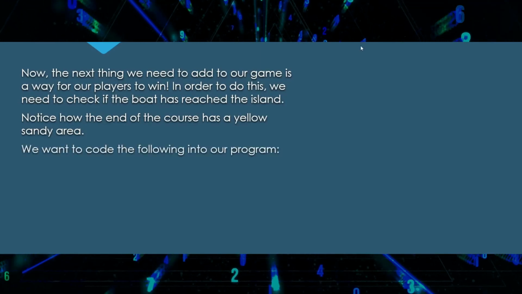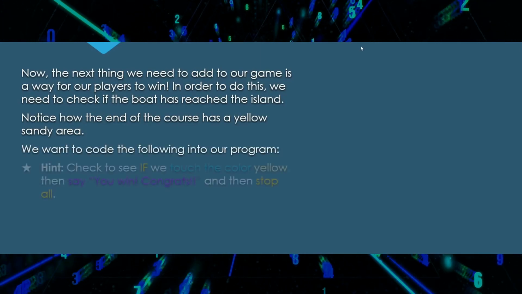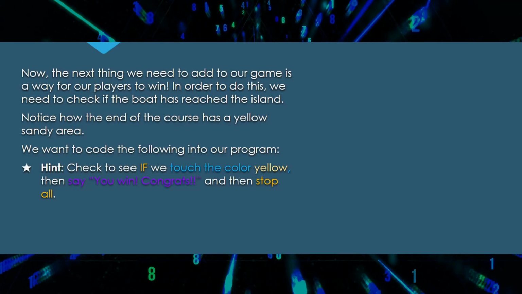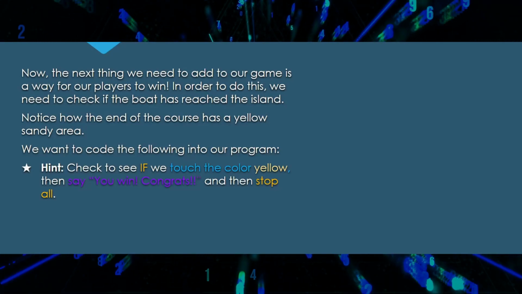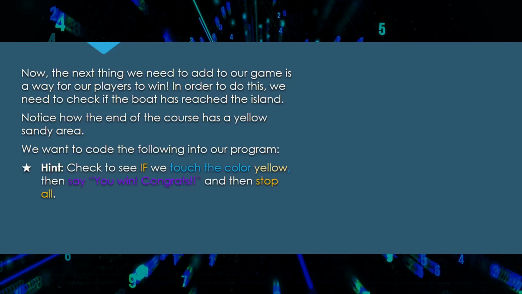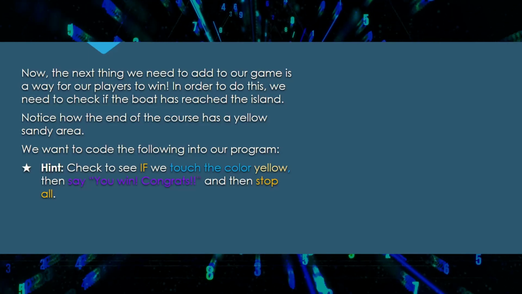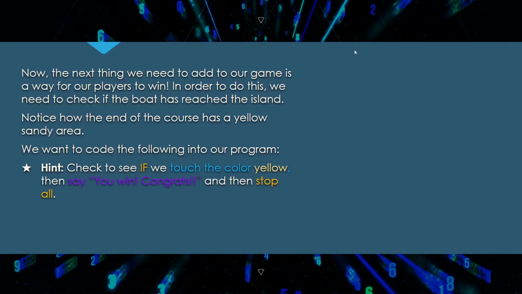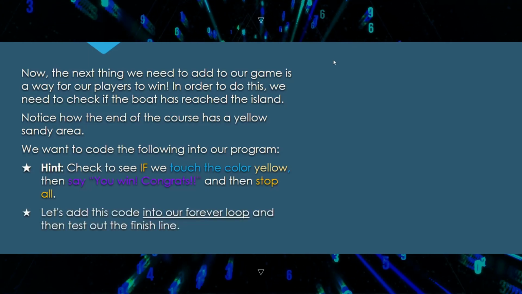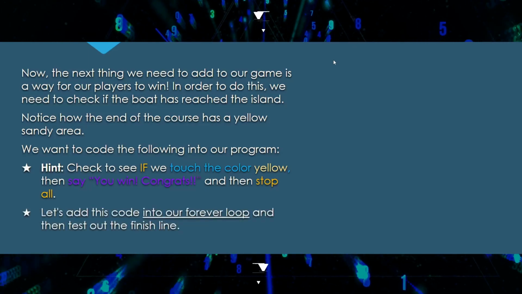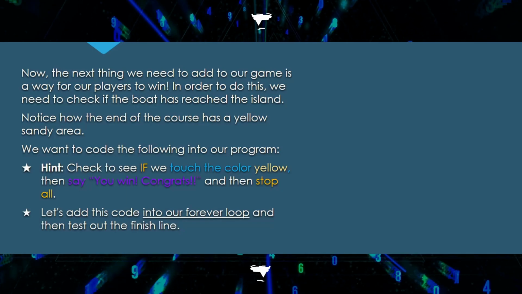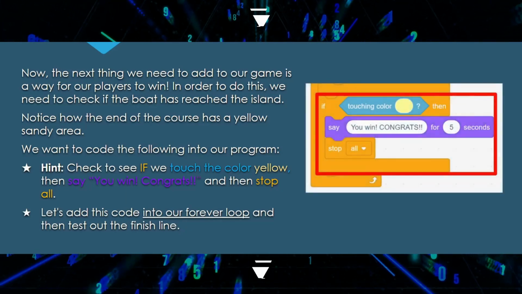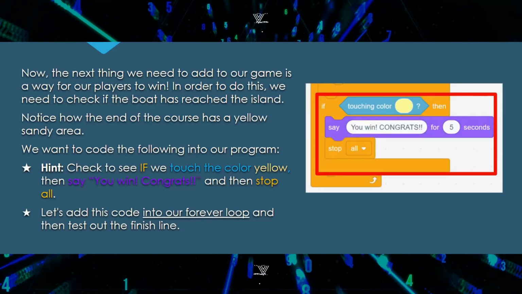We want to do the following in our program. Here's a hint. We're going to check to see if we touch the color yellow, then say "you win," and then stop all. Let's add the following code into our forever loop and test it out at the finish line. So we're adding a new condition to our program.